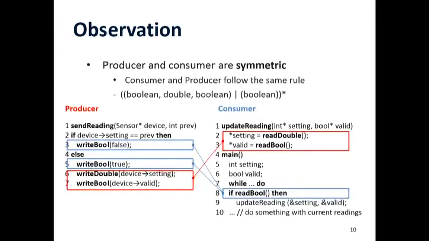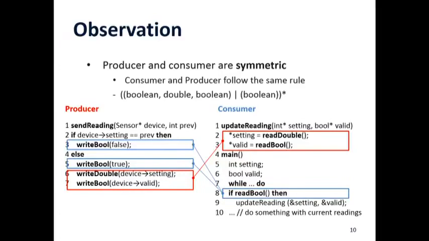Here, let me give you an example. We have a pair of producer and consumer programs. The producer, depending on the predicate outcome at line number 2, may generate just a one-field output or a three-field output. So it may generate just a Boolean or a Boolean, double, Boolean. And as you can see, the consumer follows the exact same rule.